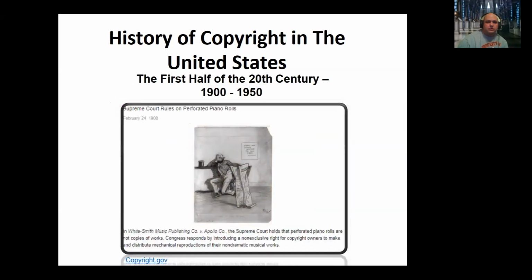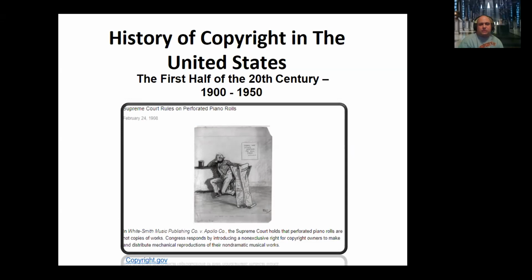Oh, excuse me. So here, this was an interesting one. On February 24th of 1908, we see the perforated piano rolls. Those who are familiar have seen in the old Western movies the pianos that play themselves, and they have a roll of music that's played through the mechanical piano. They now become copyrightable. So they're not copyrighting the actual music on the rolls, but the roll itself and its creation and design is now copyrighted.